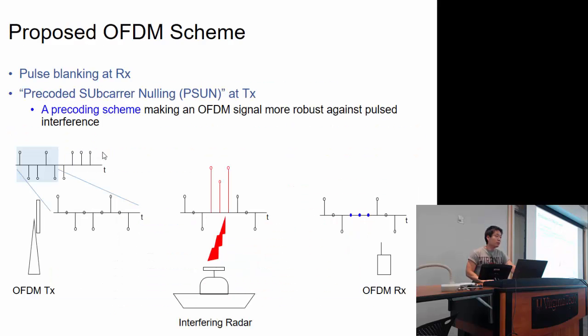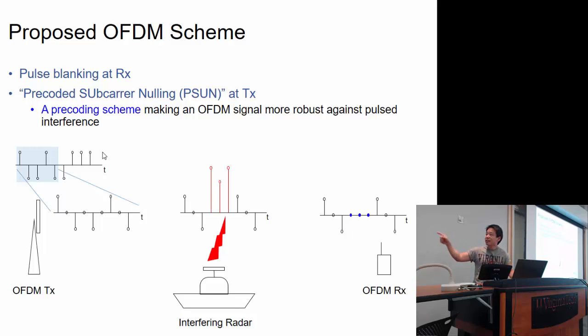Basically, the proposed OFDM scheme is a combination of a technique called pulse blanking at the receiver and pre-coded subcarrier nulling at the transmitter. So that's the proposed pair of OFDM schemes. The starting point was pulse blanking, because the radar signal has way higher interference power than a digital communication system. Even if you receive it from several tens of kilometers away, it's still very high in terms of amplitude in the time domain.